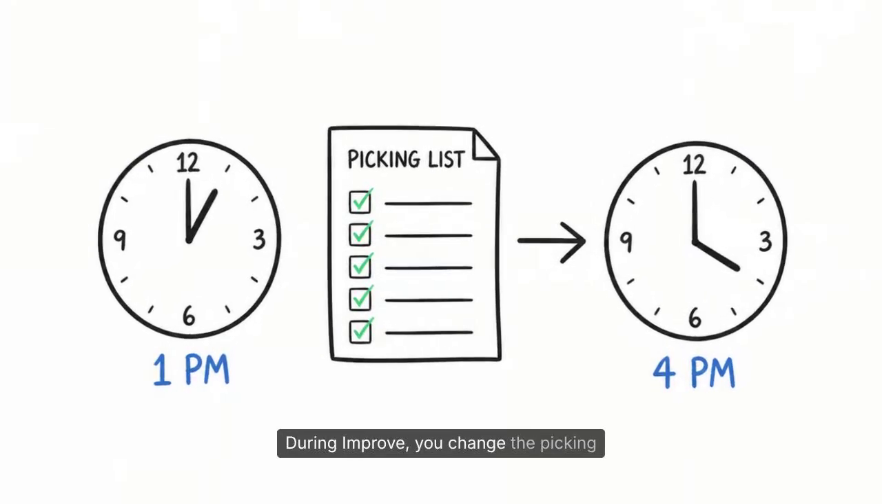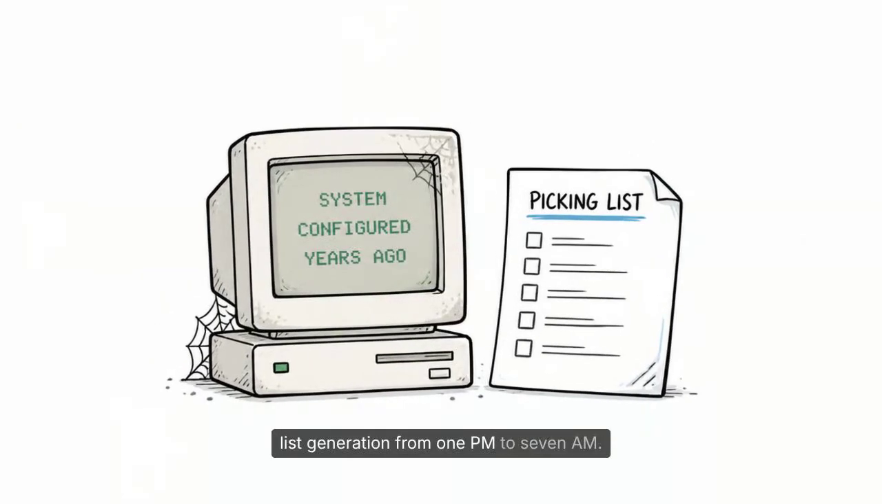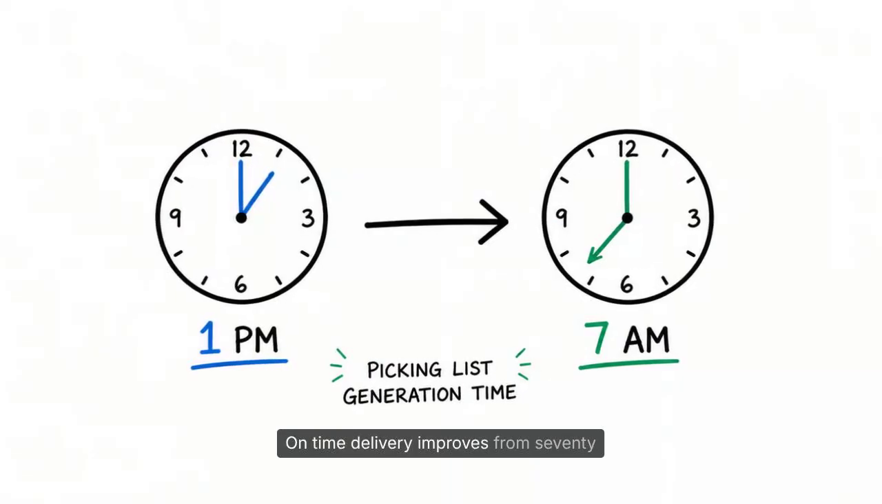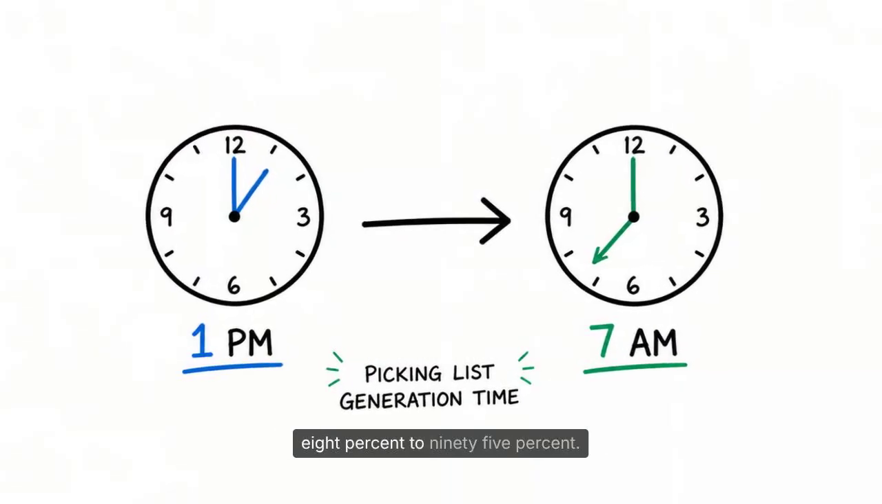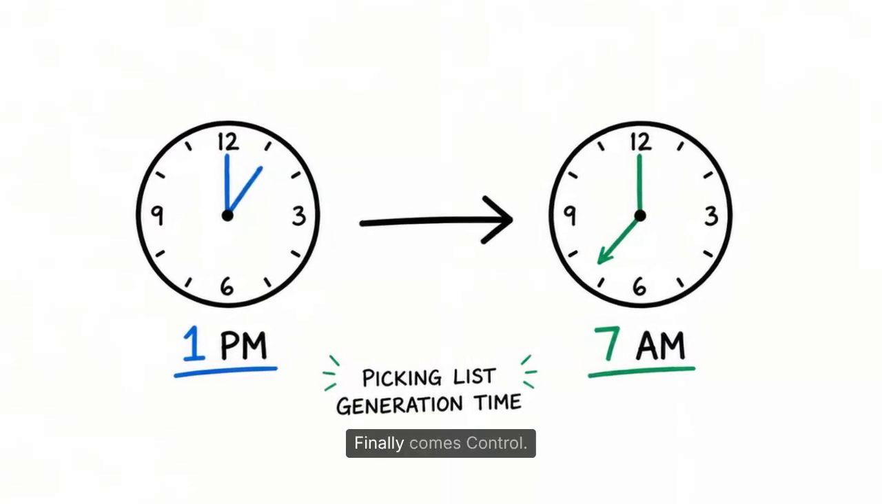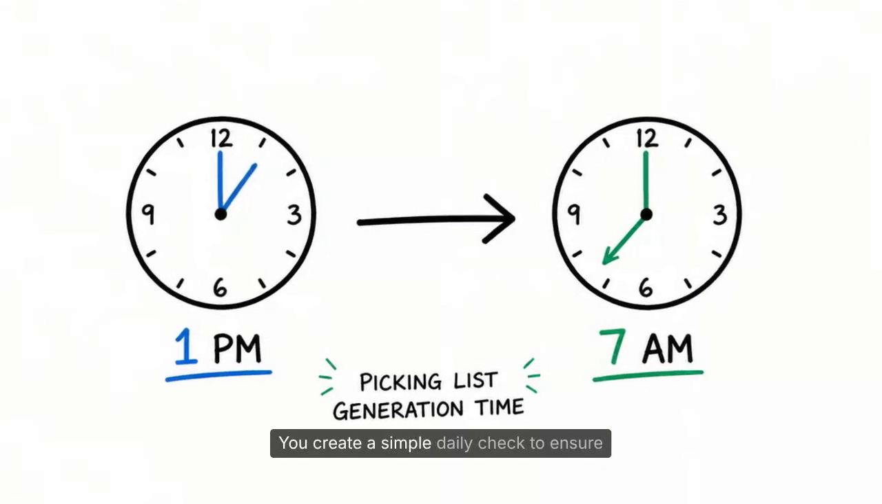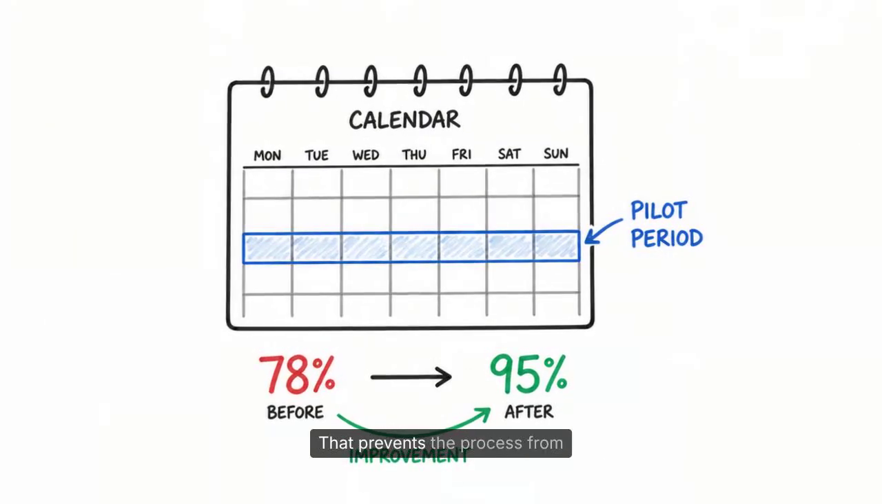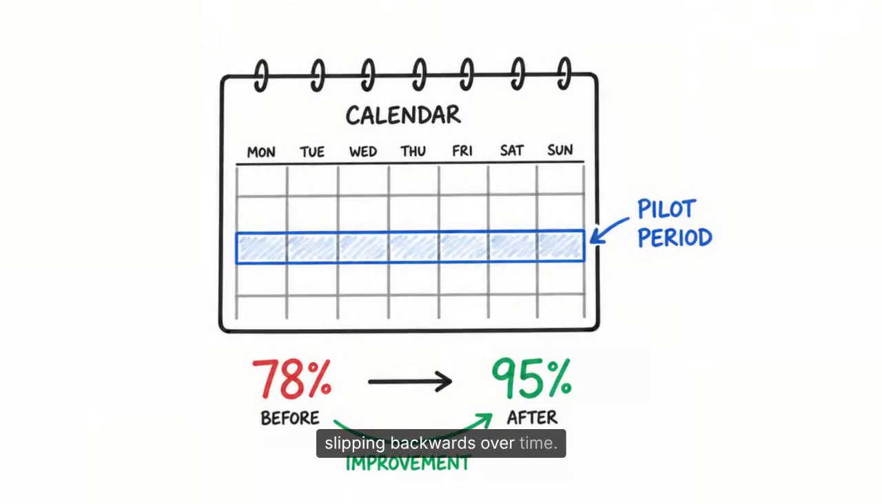During Improve, you change the picking list generation from 1 p.m. to 7 a.m. You pilot the change for 1 week. On-time delivery improves from 78% to 95%. Finally comes control. You create a simple daily check to ensure the picking list always runs at 7 a.m. That prevents the process from slipping backwards over time.